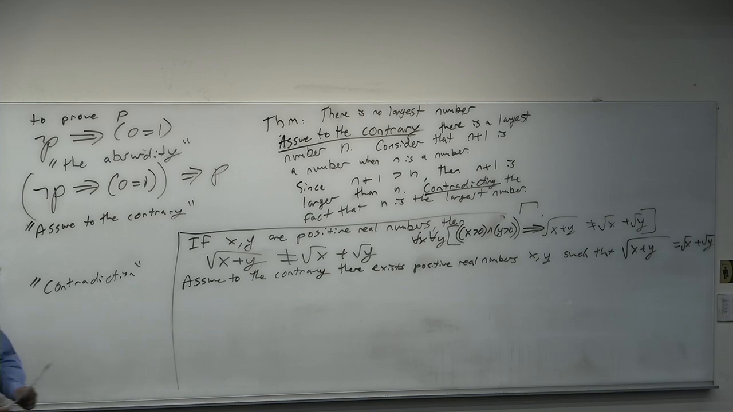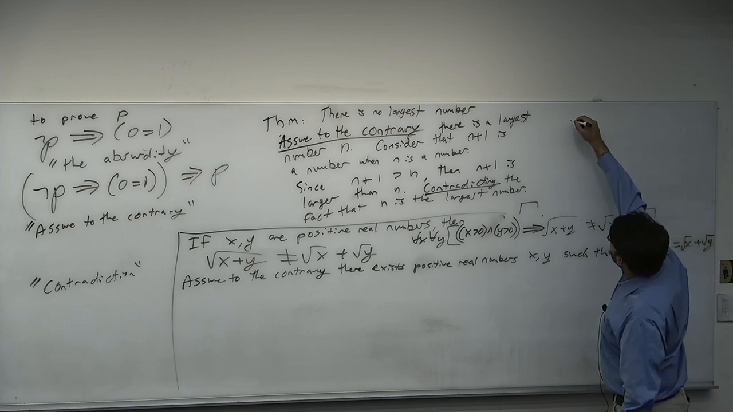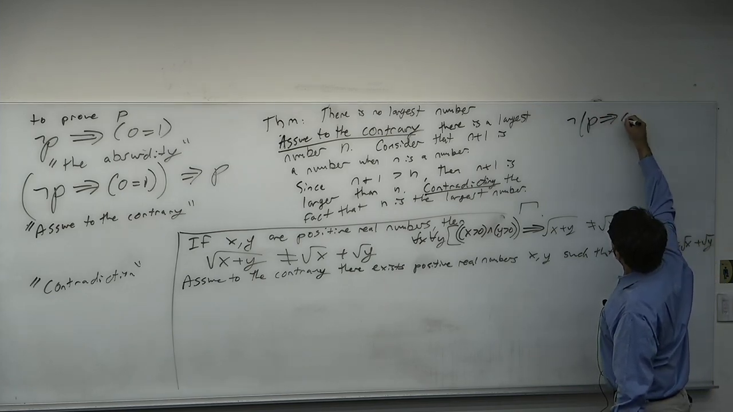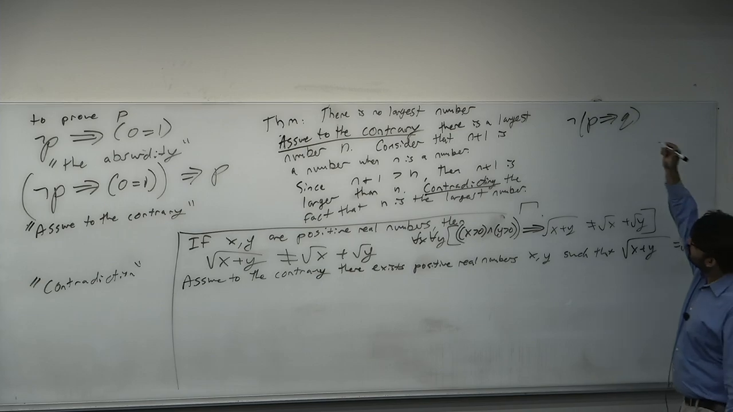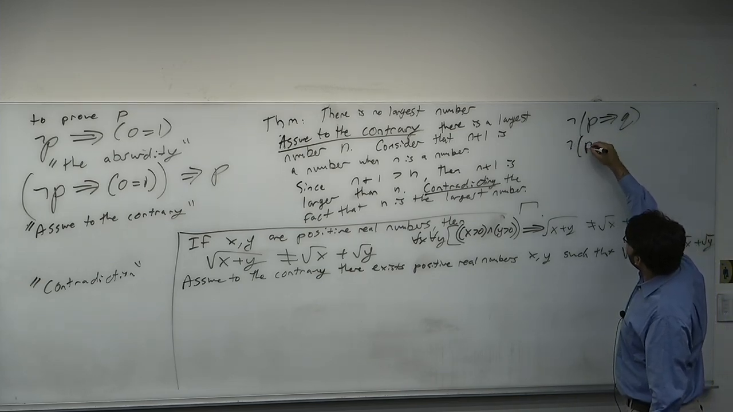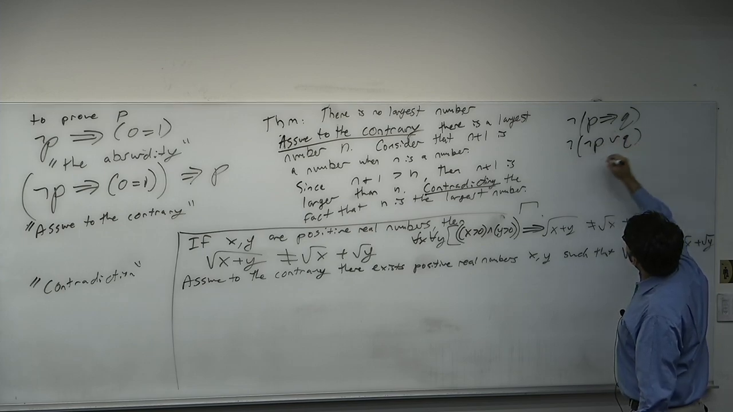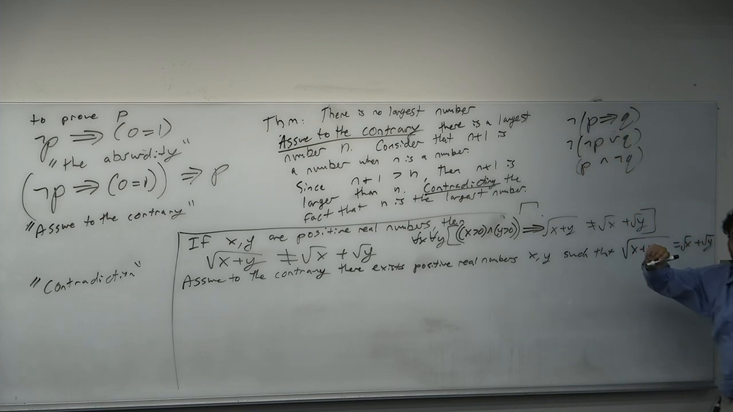One quick comment. When you're negating an implication here, what is the negation of an implication? What is the way to represent P implies Q? Not P or Q, which negated is P and not Q. So often when you negate an implication, you can just say, suppose P but not Q.